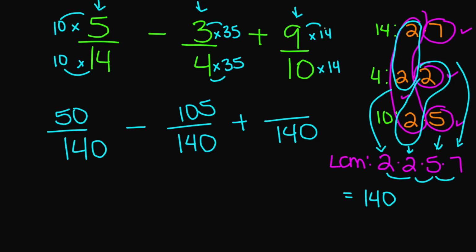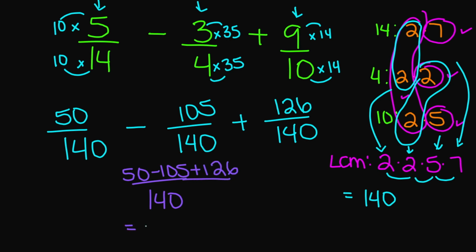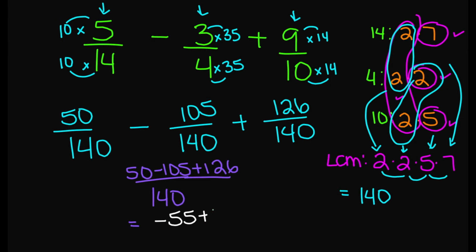So 9 times 14, this is going to be 126. And then 10 times 14 is 140, and that's perfect. My denominators are the same, so that's perfect. So we have 50 minus 105 plus 126 in my numerator. So 50 minus 105, this is going to equal negative 55. So we have negative 55 plus 126 over 140.